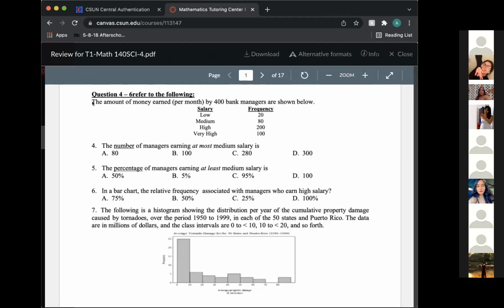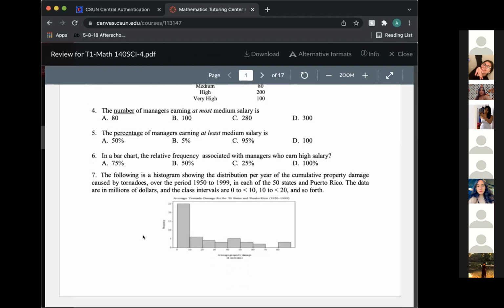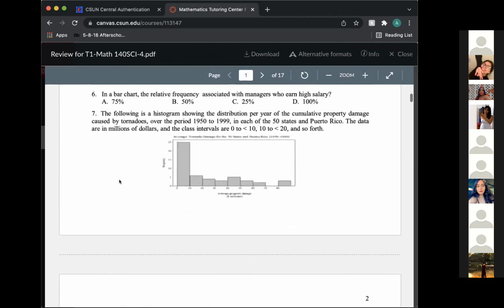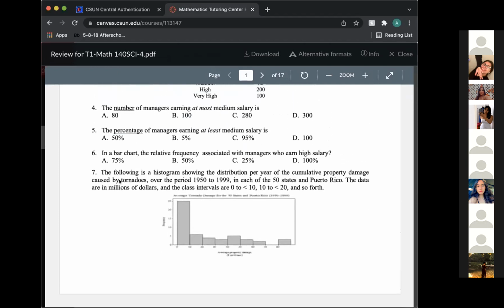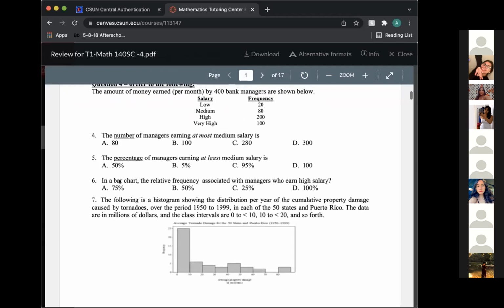And then six, in a bar chart, the relative frequency associated with managers who earn high salary, that's 200 out of 400, that would be 50%. Does that make sense for those three? Yeah. The following, and I'm going to go quick. So if I say something that you're not sure about, or you're unsure why, or I'm not clear, just stop me. This goes for everyone, of course.